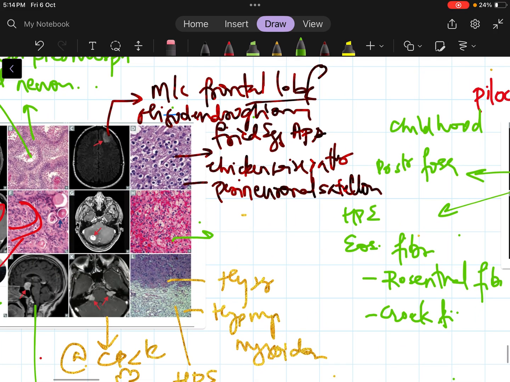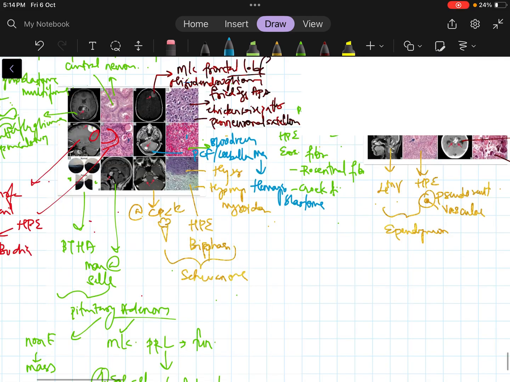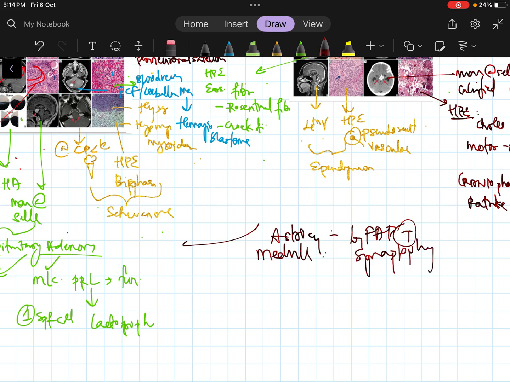Then you have a tumor with so many blood vessels and a posterior cranial fossa or even cerebellar mass. Case of hemangioblastoma. Okay. Astrocytes will be GFAP positive, and medulloblastoma will be synaptophysin positive on immunohistochemistry, and then schwannomas will be S100 positive.